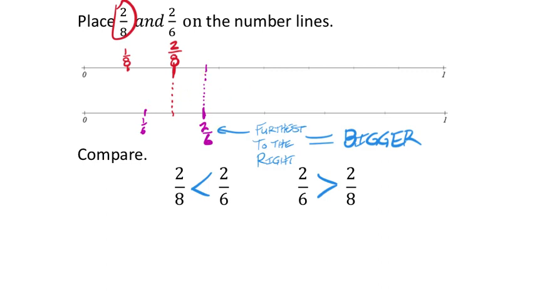But you make these comparisons on both number lines, and then you see where they are in relationship to each other. If they were in exactly the same spot, then we'd have to say they're equal. I don't think we're going to see a lot of those, but you might on the assignment.